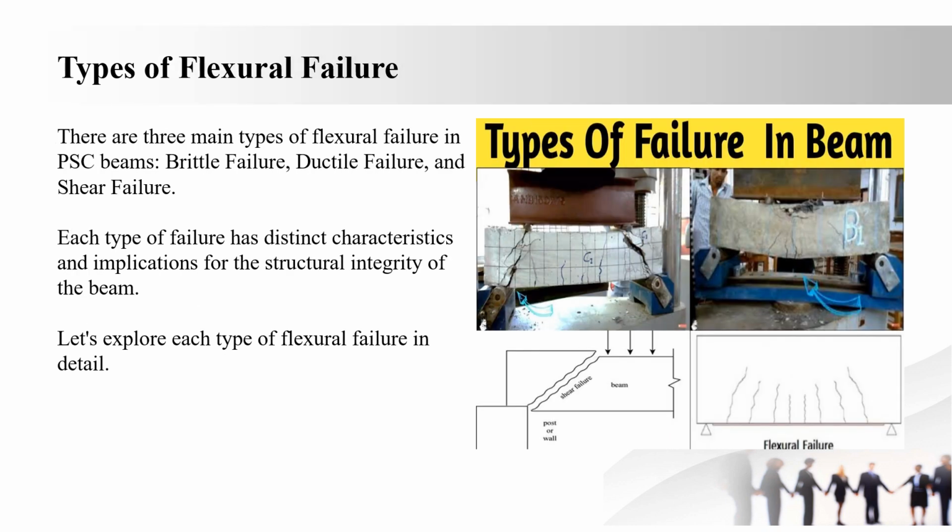Now let's look at the types of flexural failure. There are actually three main types of flexural failure in PSC beams. They are brittle failure, ductile failure, and shear failure. Each type of failure has distinct characteristics and implications for the structural integrity of the beam. Now let's observe each type of flexural failure in detail. So in this figure, you can see how the flexural failure occurs.